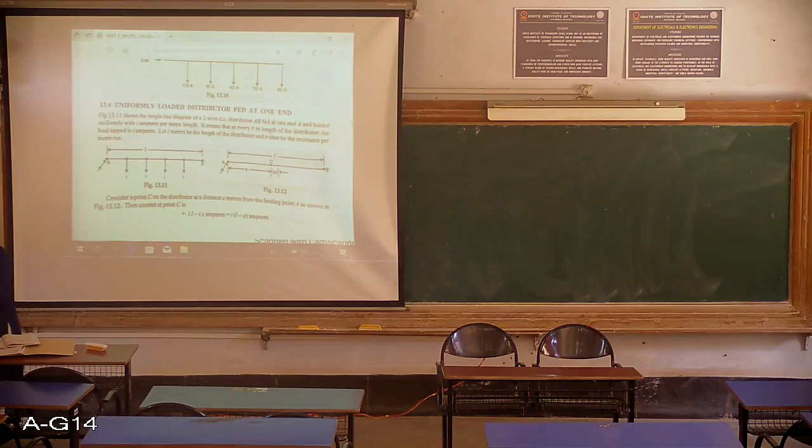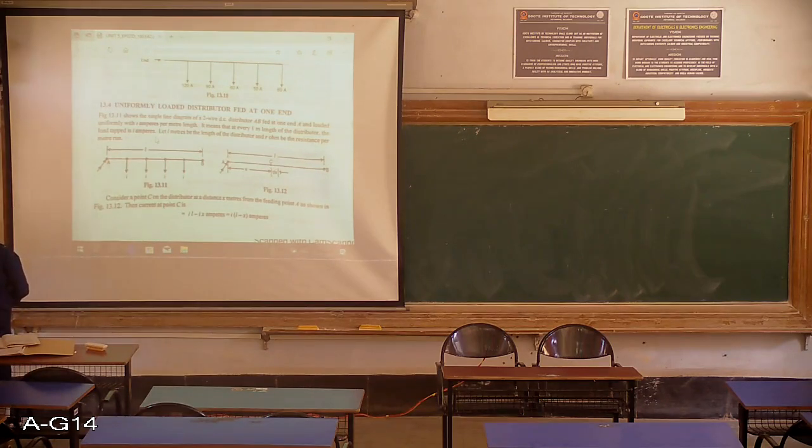It means that at every 1 meter length, I'll just read out. It shows a single line diagram of a 2-wire DC distributor AB fed at one end A and loaded uniformly with I amperes per meter length. So every 1 meter length of the distributor, the load tapped is I amperes. So L meters is the length of the distributor and R ohms is the resistance per meter run.